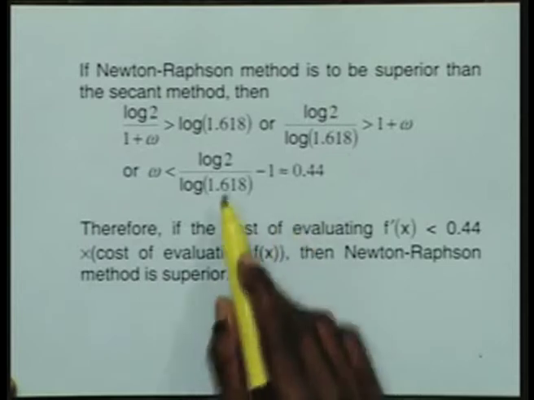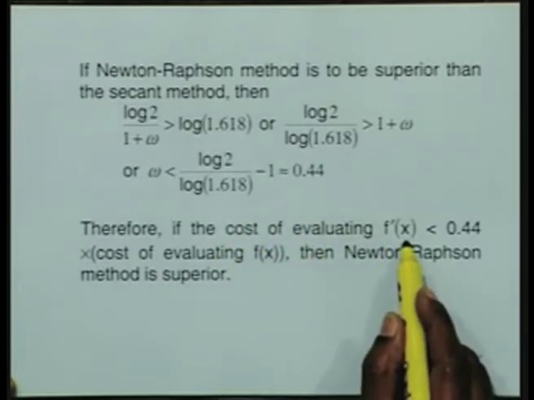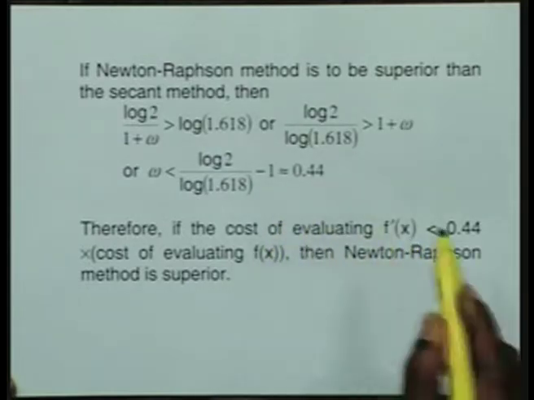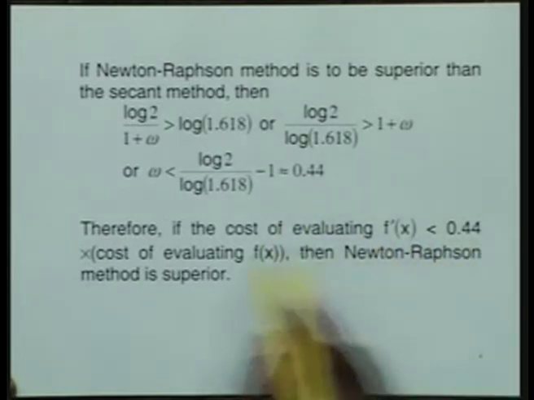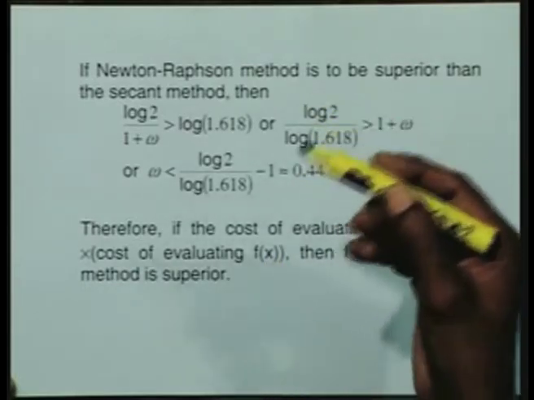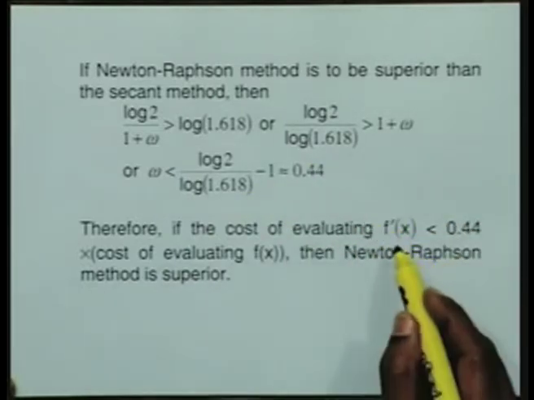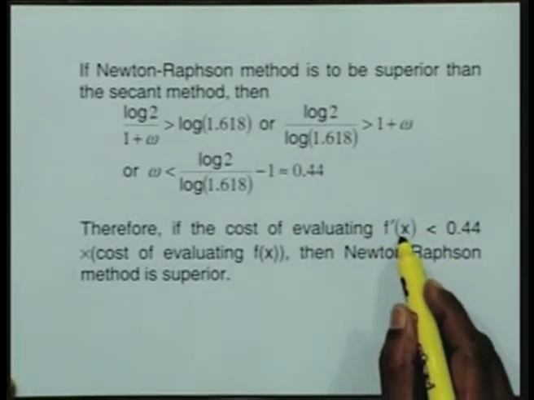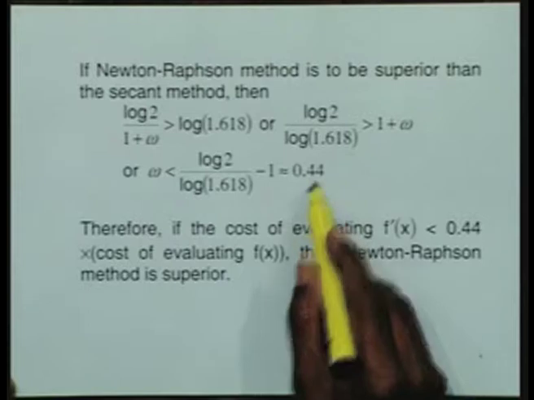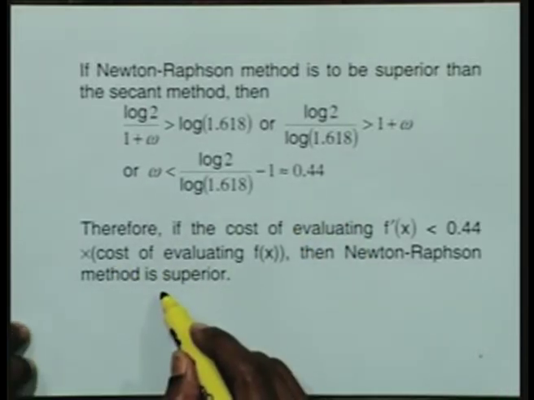Therefore from this we can conclude that if the cost of evaluating f dash x is less than 0.44 into the cost of evaluating f x, we said earlier we normalized it so that the cost of f x is 1 and the cost of evaluating f dash x is omega. Therefore if the cost of evaluating f dash x is less than 0.44 times the cost of evaluating f x, then the Newton-Raphson method is superior.